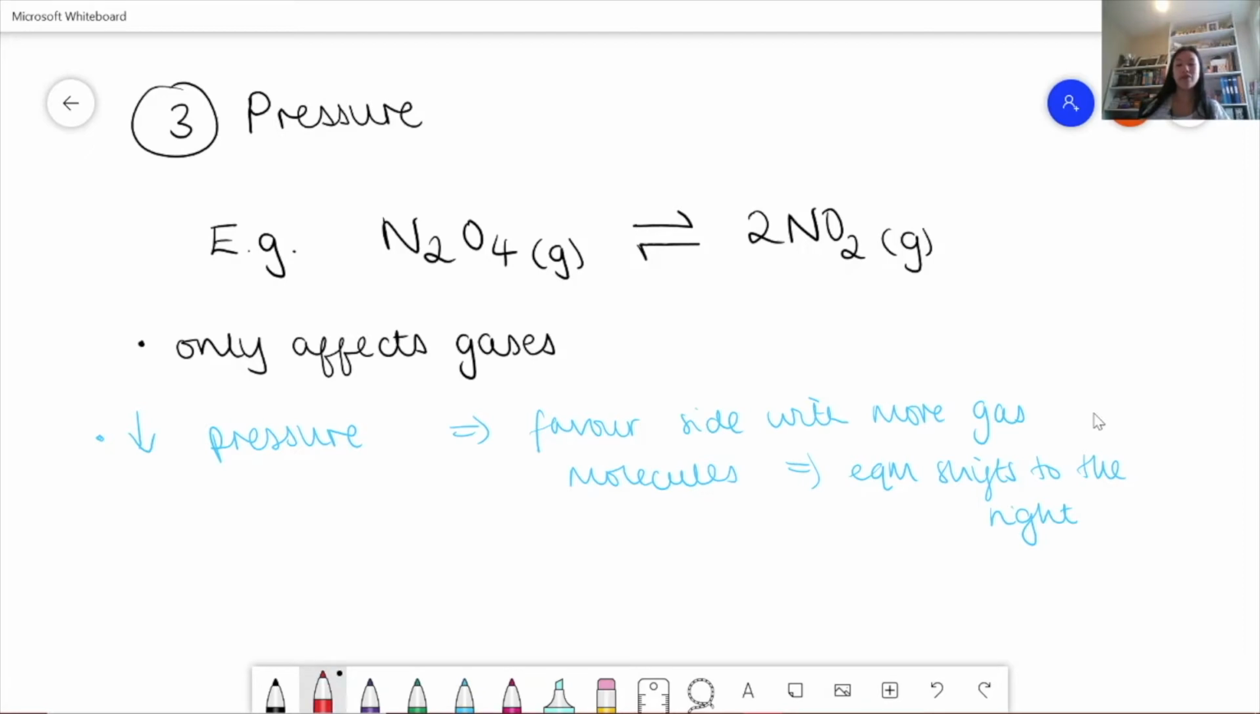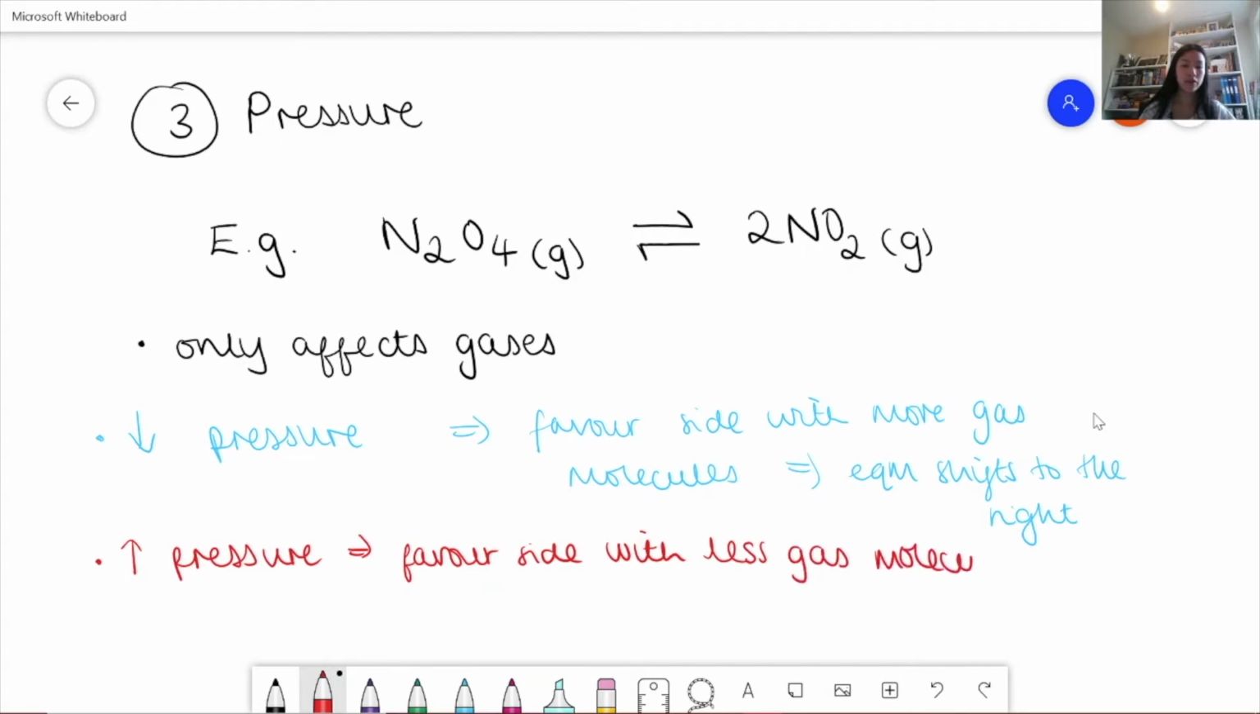The opposite thing happens when we increase the pressure. So when we increase the pressure, it favors the side with the least gas molecules, and so that means that the equilibrium shifts to the left.